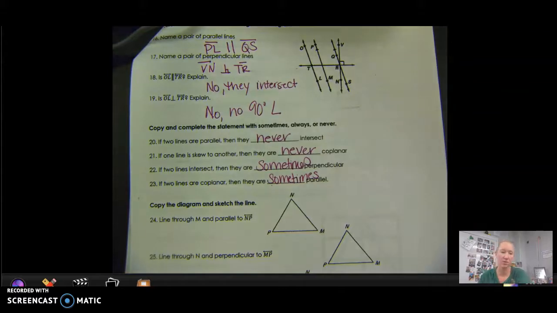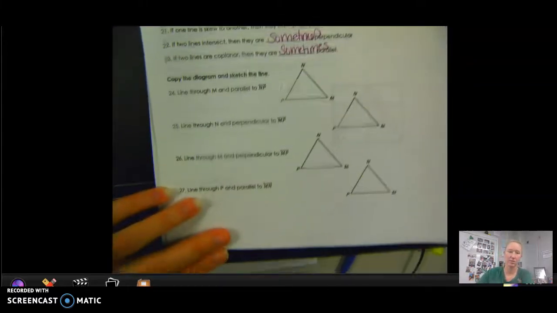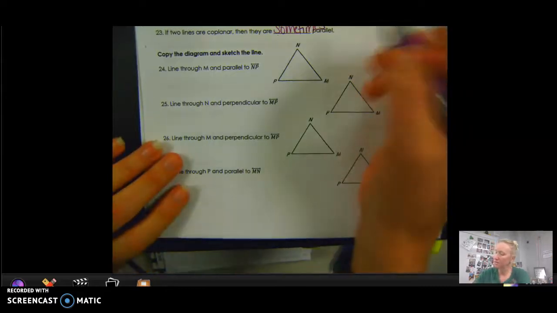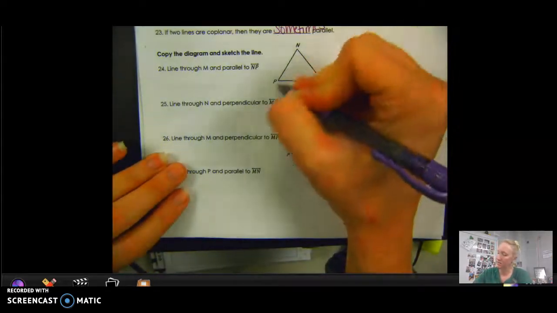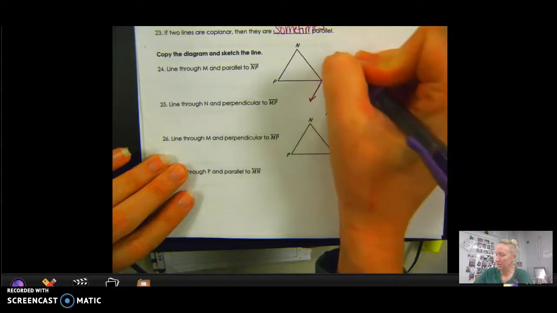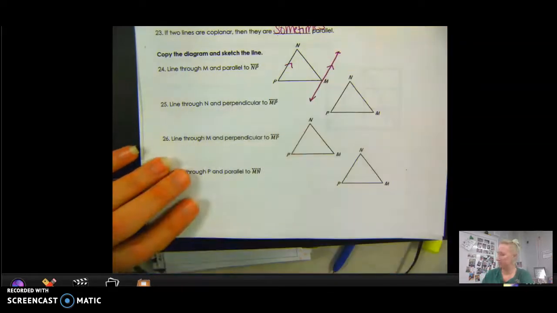Pause me, try 24, 25, 26, and 27 drawing those pictures. So 24 says a line through M parallel to NP. So I need it to be parallel to this, but go through M. So it's going to look something like this. And then I'm going to put the marking on to show that they are parallel.